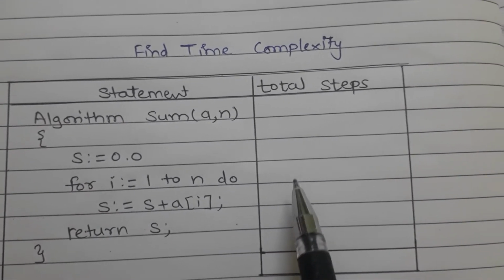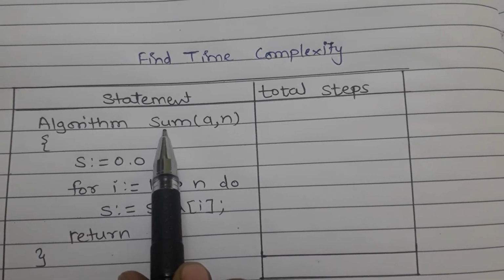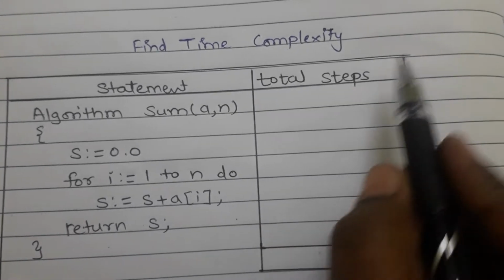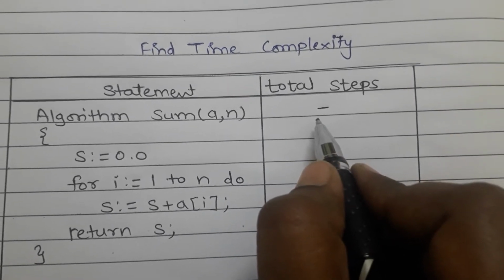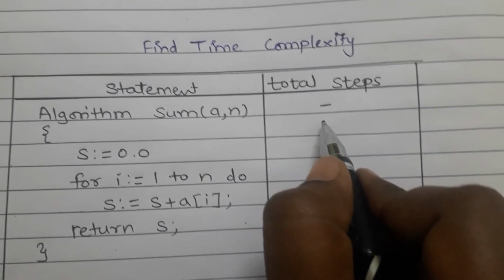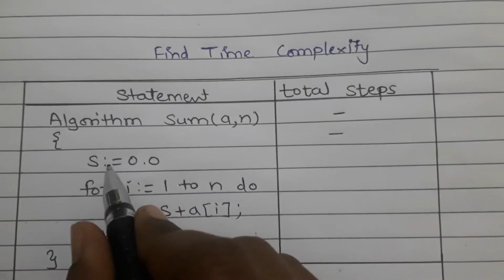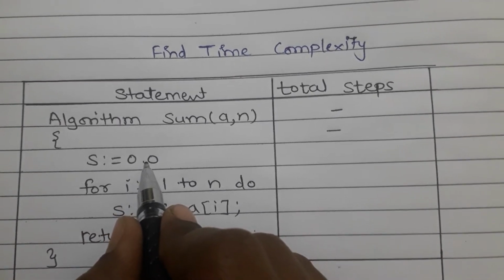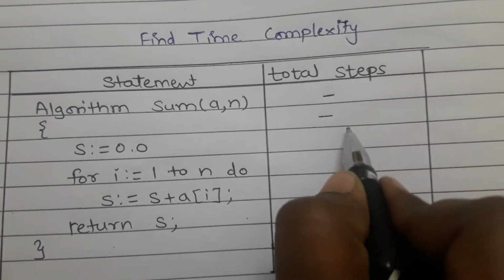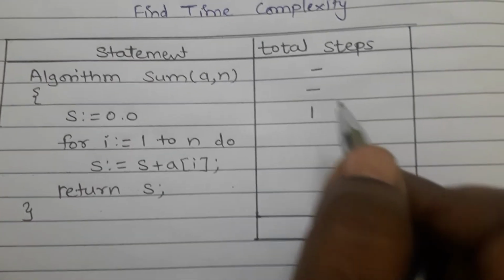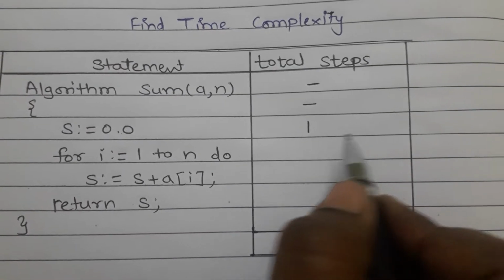Here you can say that this is the sum algorithm. So this is the algorithm heading, and it will not be executed. Next, here it is the initialization assignment. It is an assignment, so this statement will be executed one time.